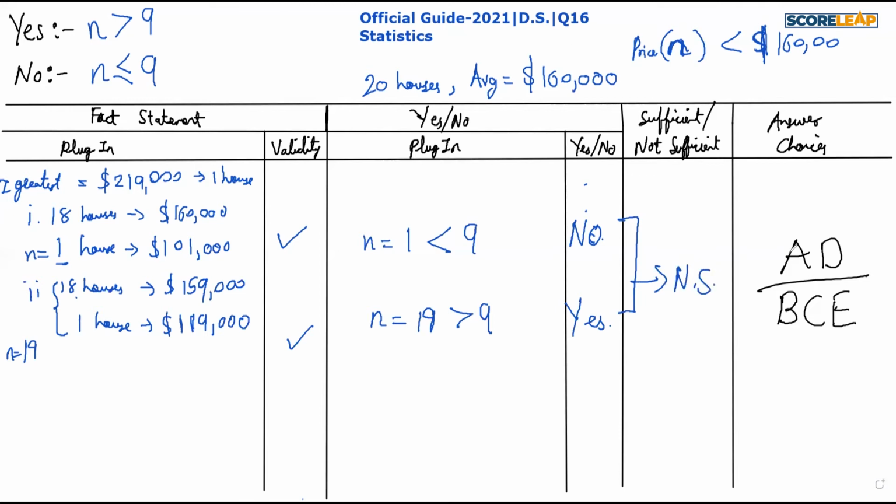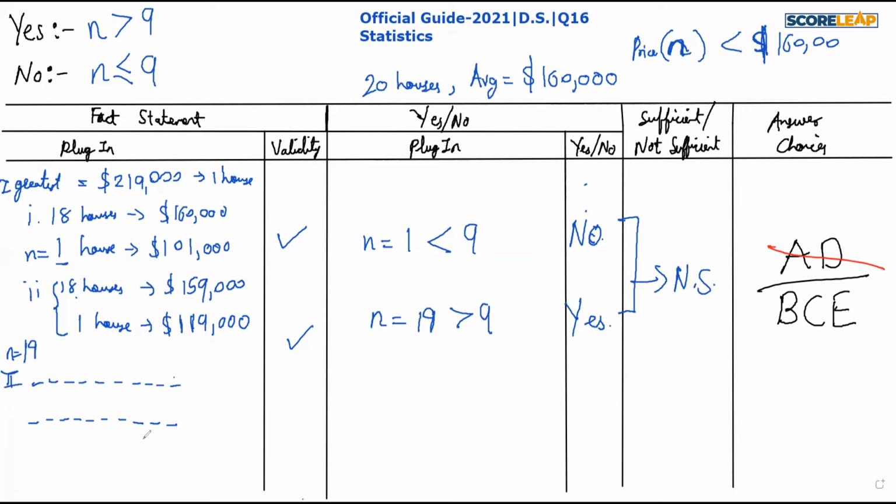Whenever the first statement is not sufficient, we cross AD. Now let us jump to the second statement. What does the second statement say? The second statement states that last year the median of the prices of the 20 houses was $150,000. If I arrange the prices of the 20 houses in ascending order, these are 10, and these are again 10.